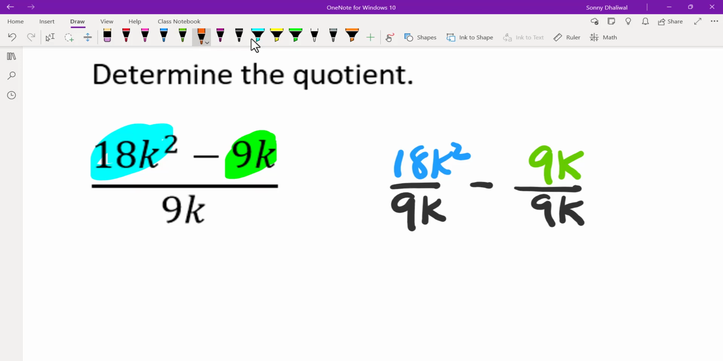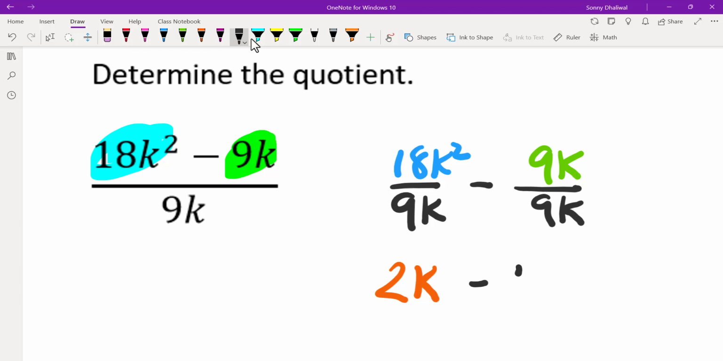Going downwards, 18 and 9. What does that give us? 2. 2, because we're dividing them. Excellent. K squared and k. Combine those, what do we get? K. Just a k. 2 minus 1 gives us a 1. Okay. Next one. What do we have? 9k over 9k. 1. It would be just 1.